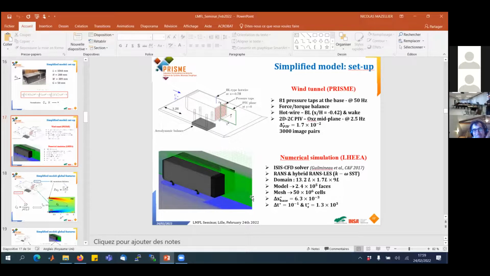We've done some experiments on a real car at S2A at Saint-Cyr-l'École, let's say 2 years ago. It's a bit confidential, so I will not speak about this much more than this. But the problem also is that you have to suck the incoming boundary layer.